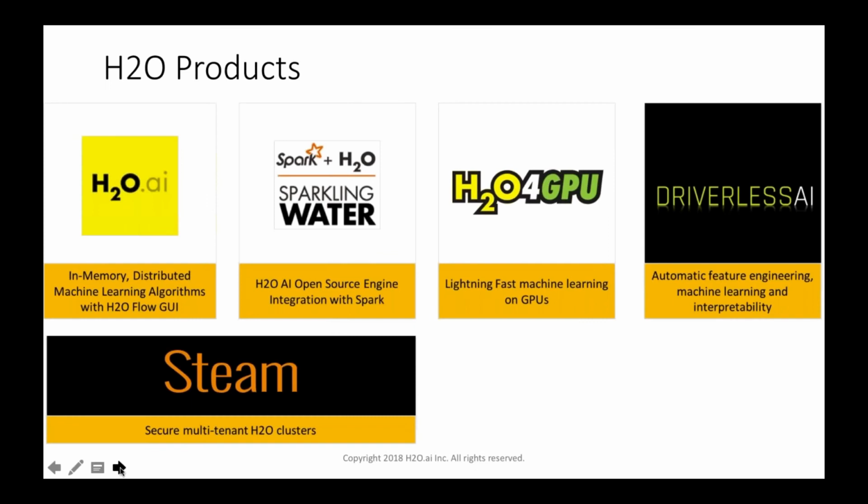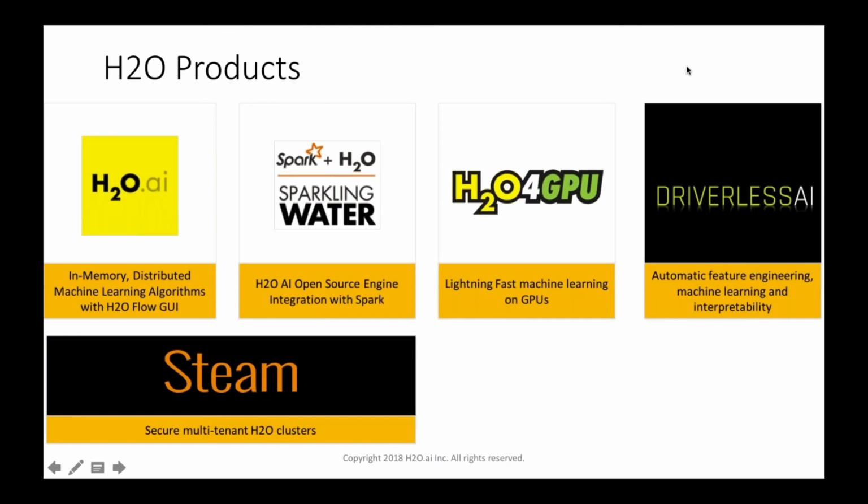Here's the list of our product suite, just to highlight the different products that we offer. Our first is H2O. It's an in-memory distributed machine learning platform. It's written in distributed Java. We also have Sparkling Water, which integrates that same H2O AI platform with Spark. Makes it very easy to use H2O in your existing Spark pipelines. A new product we have is H2O for GPU. This is lightning fast machine learning on GPU. It uses a CUDA C++ backend to optimize GPUs for machine learning.